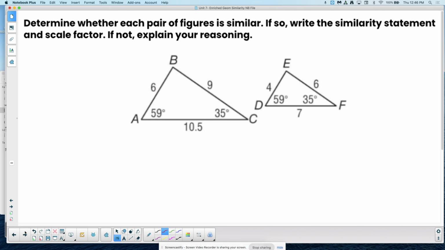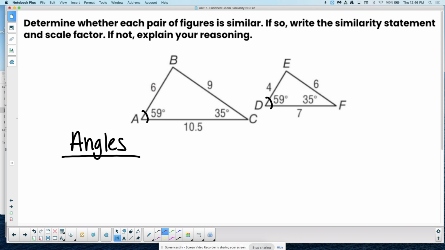The first is our angles need to be congruent, so I always like to start with my angles because they're the easiest to check. So I give myself a little note that I'm checking my angles. If I look here, I look to see if they all have a buddy. Angle A is 59 degrees. Does that match anything on my smaller triangle? Yep, it matches angle B.